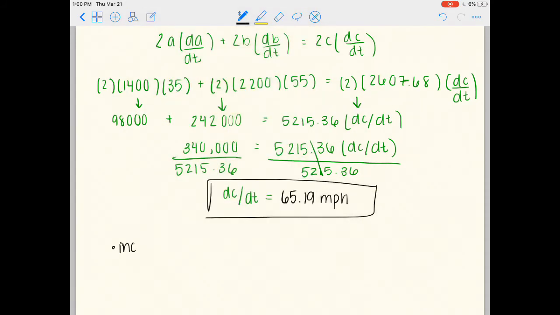Because for these related rate questions, we must answer the question with a statement, we can state that the changing rate of the distance between the two cars is increasing by 65.19 miles per hour.